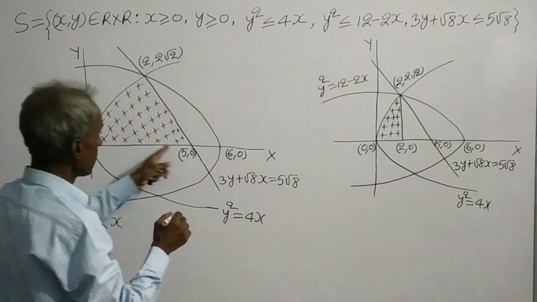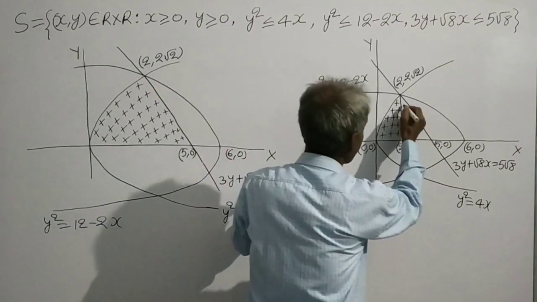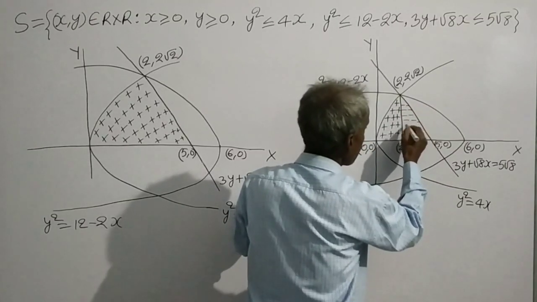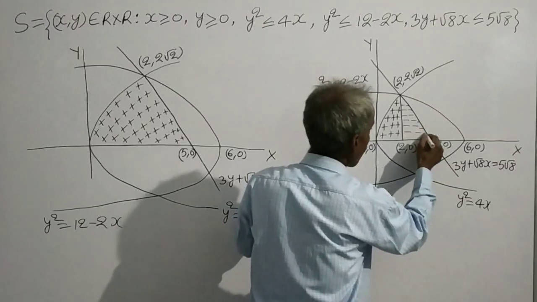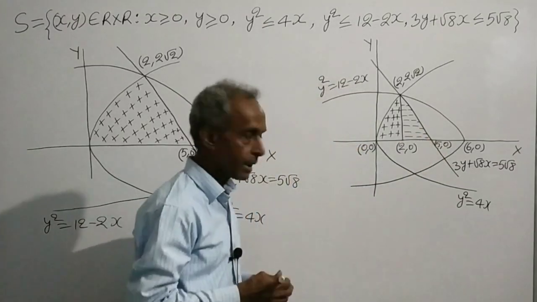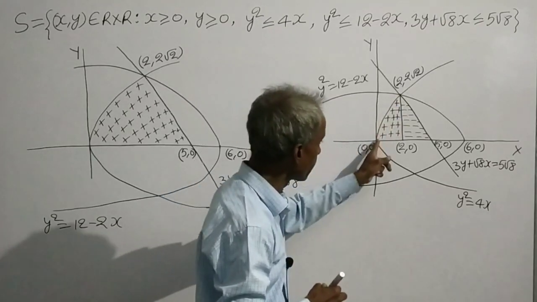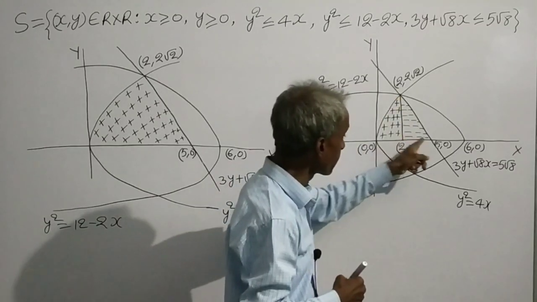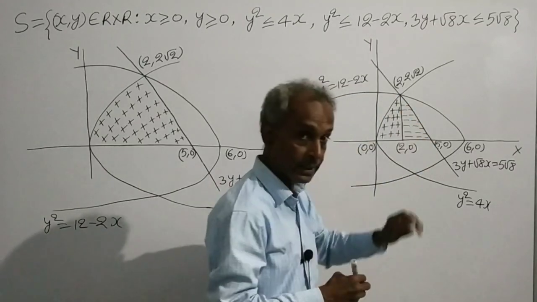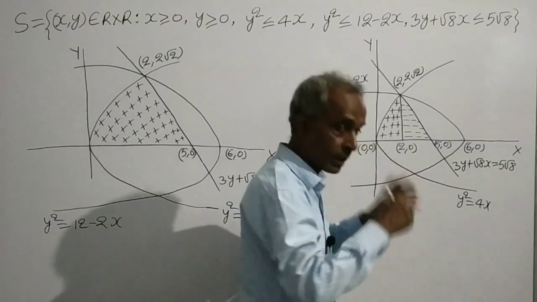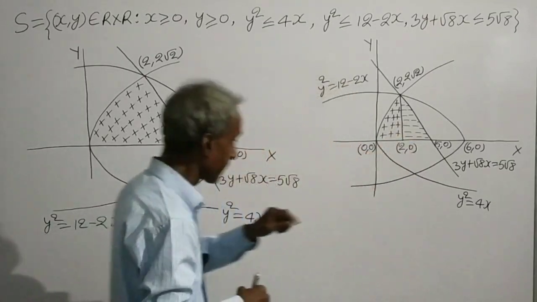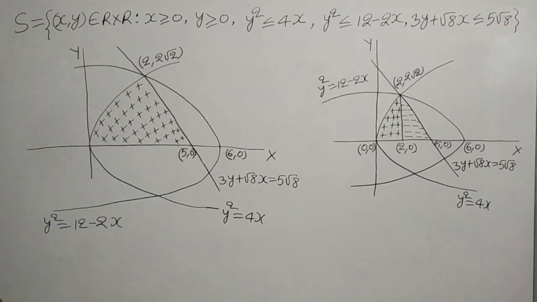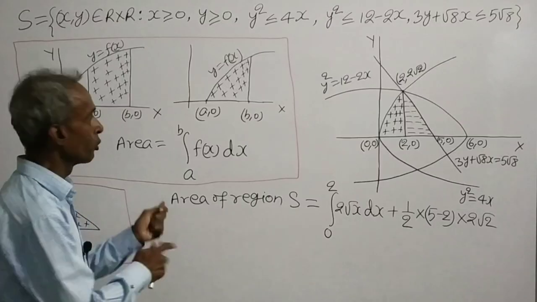and also the area of this region shaded by minus sign. We set this region by minus sign. If we find the area of this region shaded by plus sign and the area of this region shaded by minus sign and add them together, then we will get the area of this region. This is the formula.